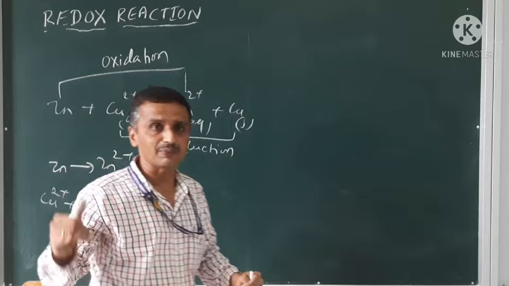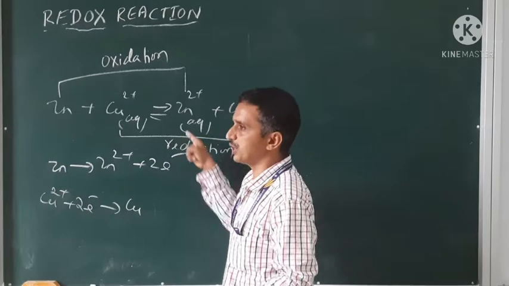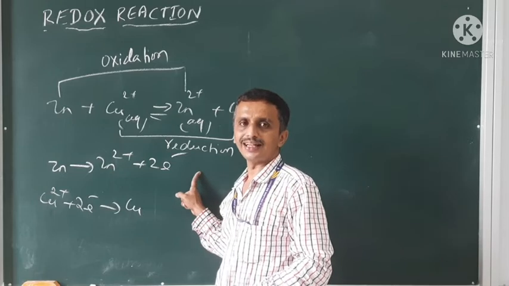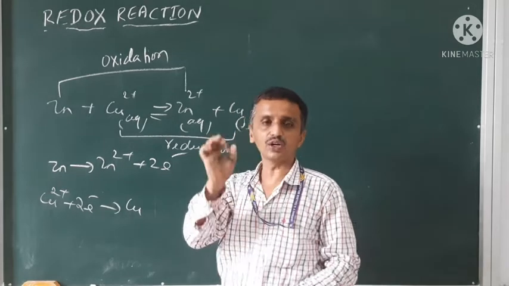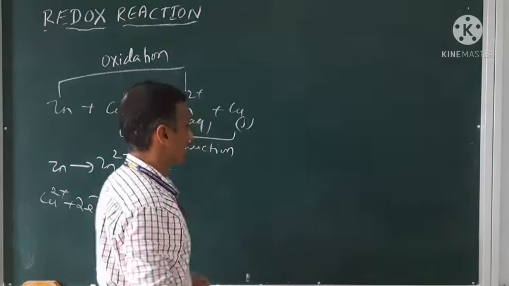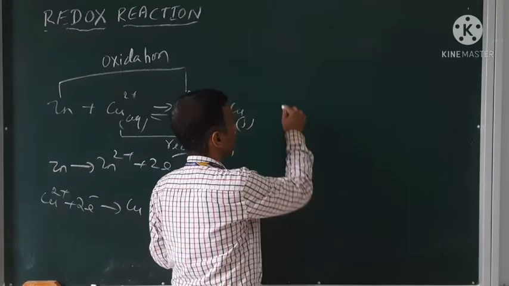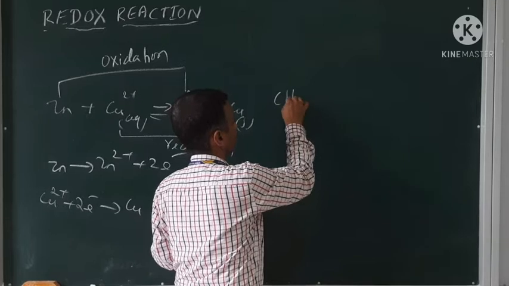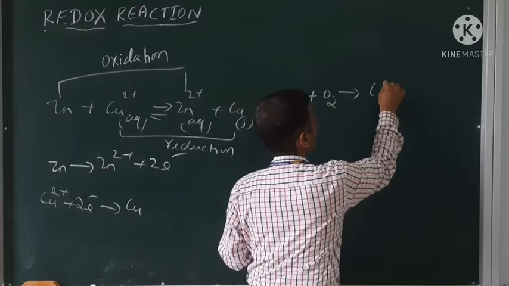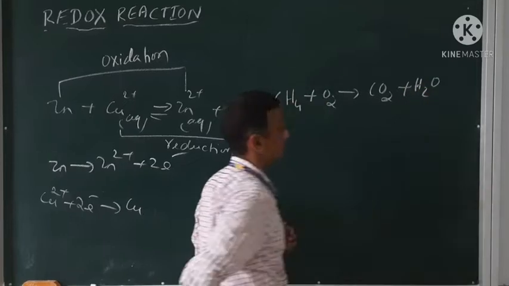And if a process happens like this, where oxidation and reduction take place simultaneously, that type of reaction is called a redox reaction. Take this example now, one more example. CH4 plus O2 giving CO2 plus water molecule.